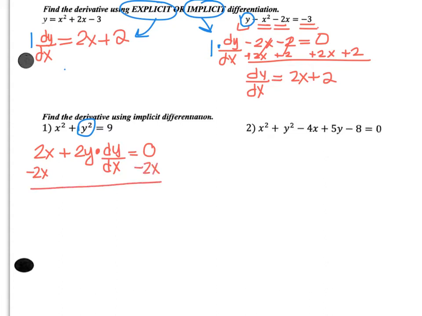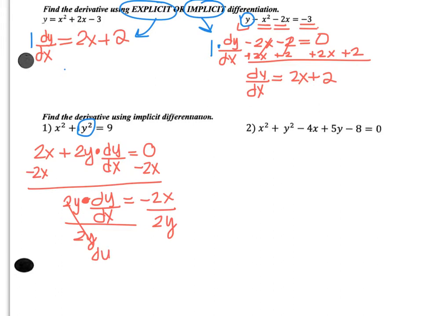So minus 2x. So I have 2y times dy/dx equals negative 2x. And then to get dy/dx by itself, I'm just going to divide by 2y. So dy/dx is equal to negative x over y. All I did was just cross out those 2's. So this is my derivative with respect to x.